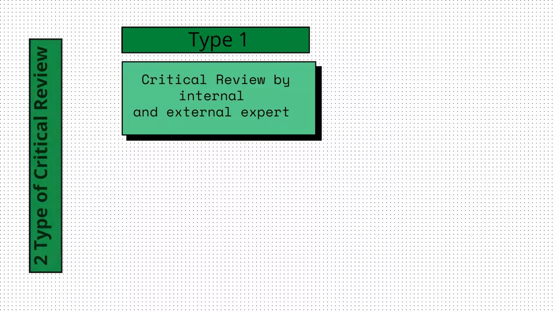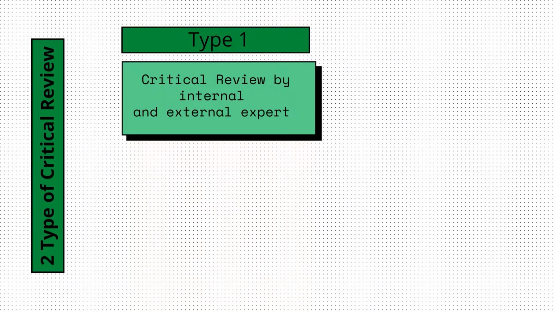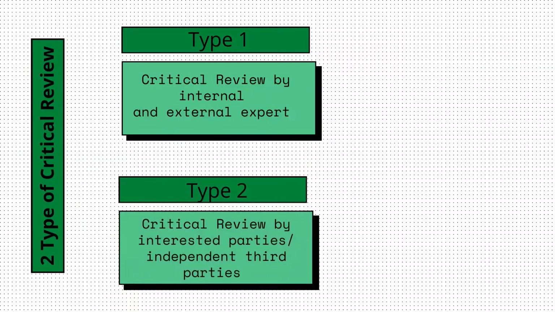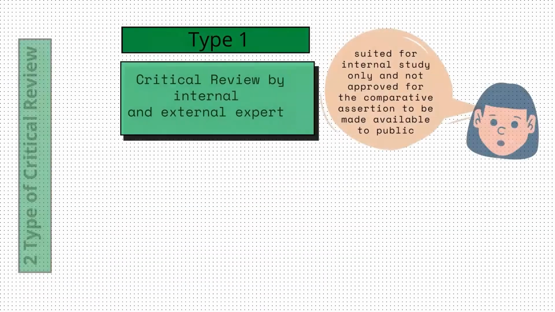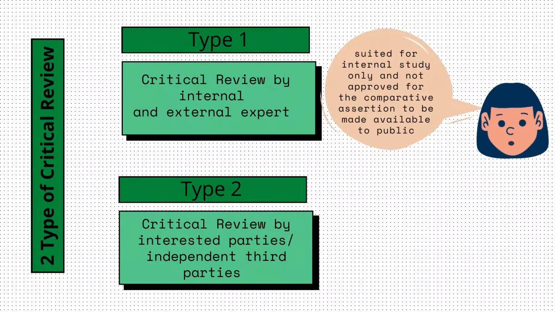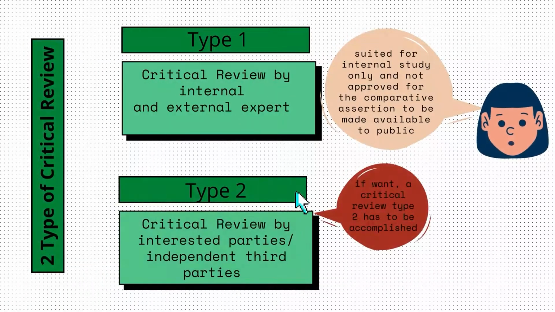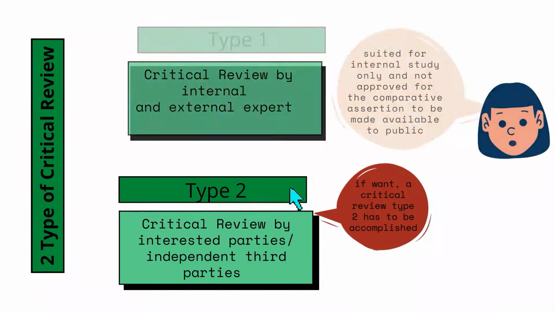In critical review, we have two types: Type 1, where the critical review is by internal and external experts. Type 2, critical review by interested parties or independent third parties. Critical review Type 1 is suited for internal study only and not approved for a comparative assertion to be made available to the public. However, if wanted, a critical review Type 2 has to be accomplished.